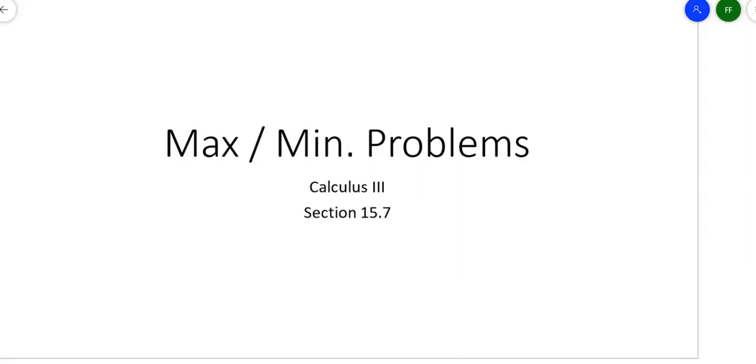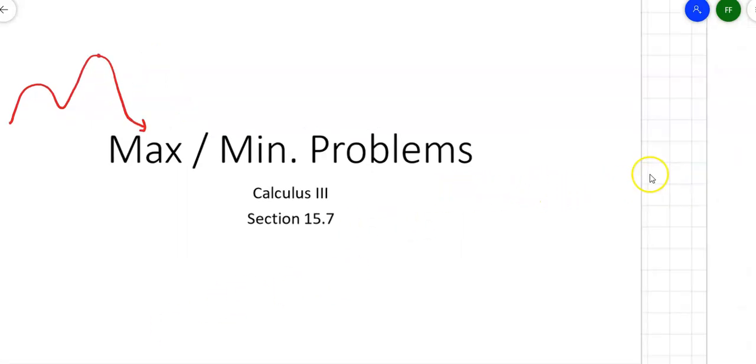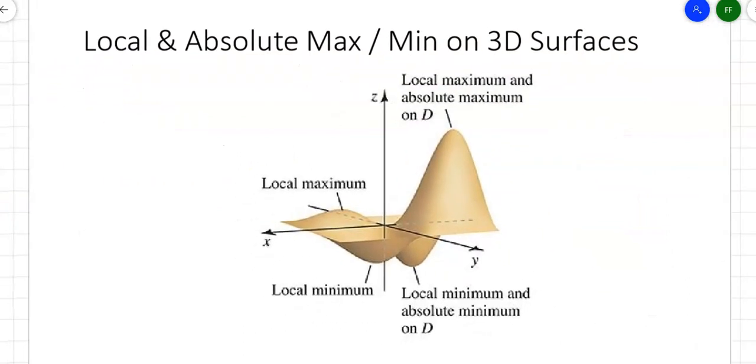So the Calc 3 versions of Calc 1 topics continue. Max-min problems. Remember when you did problems in Calc 1 where you had a function and you wanted to find its absolute max, and maybe it didn't have an absolute min if it went down forever, and you found critical points, you set them equal to 0, etc., etc. Well, we have max-min problems in Calc 3 also, except now, instead of maxes and mins of nice squiggly curves, we have maxes and mins of three-dimensional surfaces.